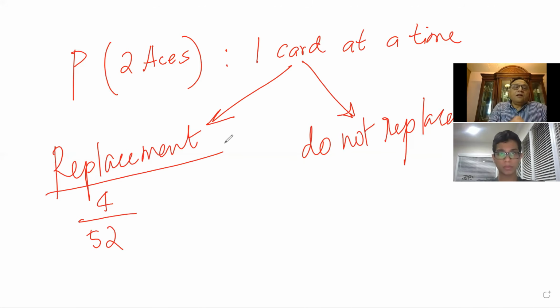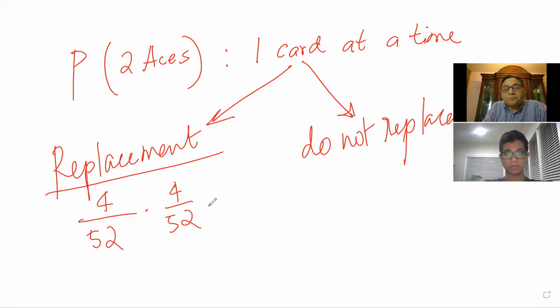Is it okay? If I draw again, the probability is again 4 over 52. Is that clear to you? Correct? Because it's the same thing. So the probability of getting two aces when we are drawing one by one is the product of these two. You see, it is a very remote chance of getting two aces, correct?